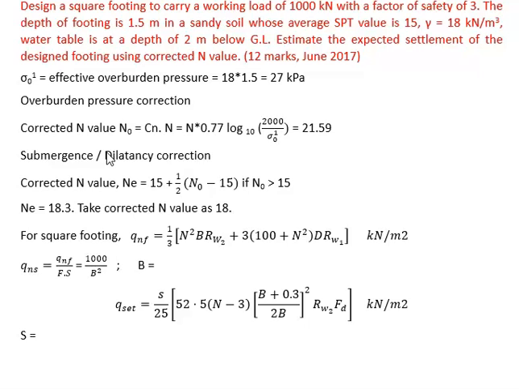For that, first we have to apply the overburden pressure correction. For the overburden pressure correction, we need to estimate the effective overburden pressure. The depth of the footing is given as 1.5 meter and unit weight of soil is 18. So effective overburden pressure at the base of the footing is 27 kPa. Then by taking this 27 kPa in the normalizing factor, and when we multiply with the N value of the field test, we will be getting the corrected N value for the overburden pressure.